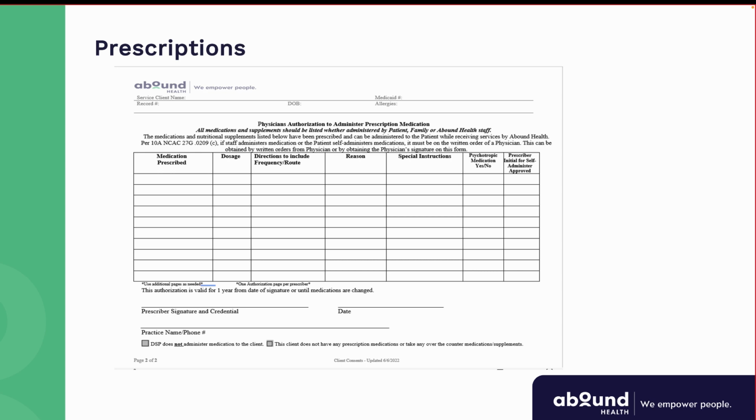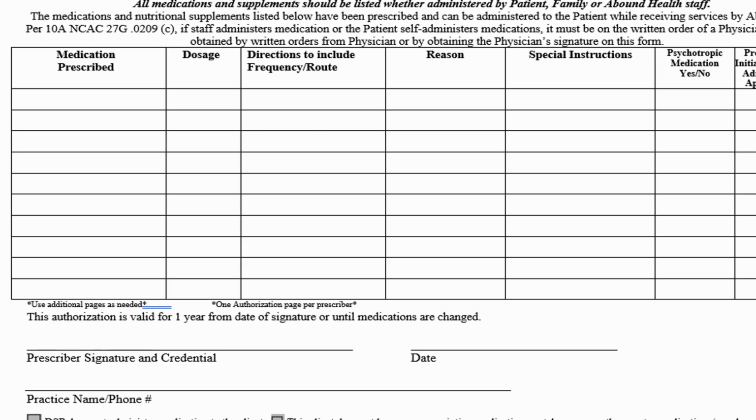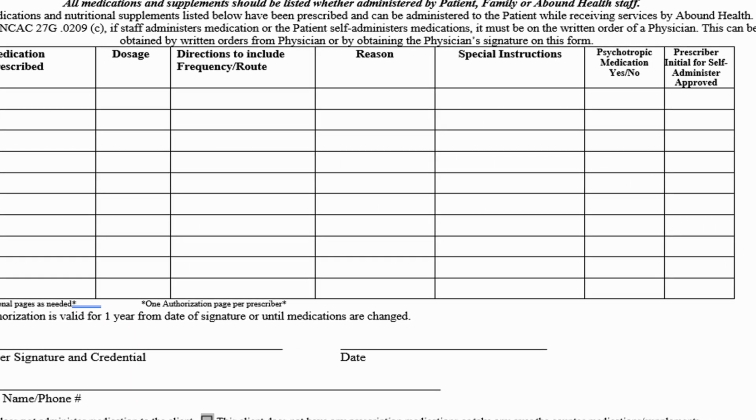So this is a form that you can give to your DSPs. I tell all DSPs to take this form to the doctor every time they go to the doctor. I tell them to take their bottles or their bubble packs and write it exactly how it is on the label. So they would write the medication prescribed, the dose, directions to include the frequency and route, and the reason for the medication.